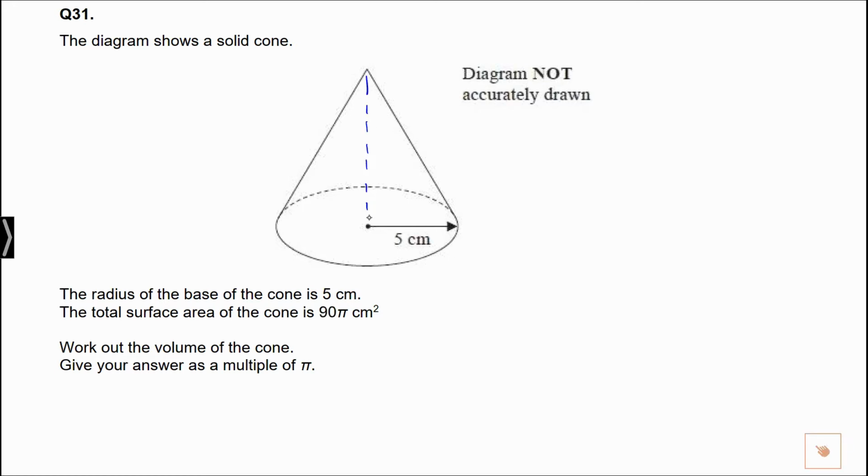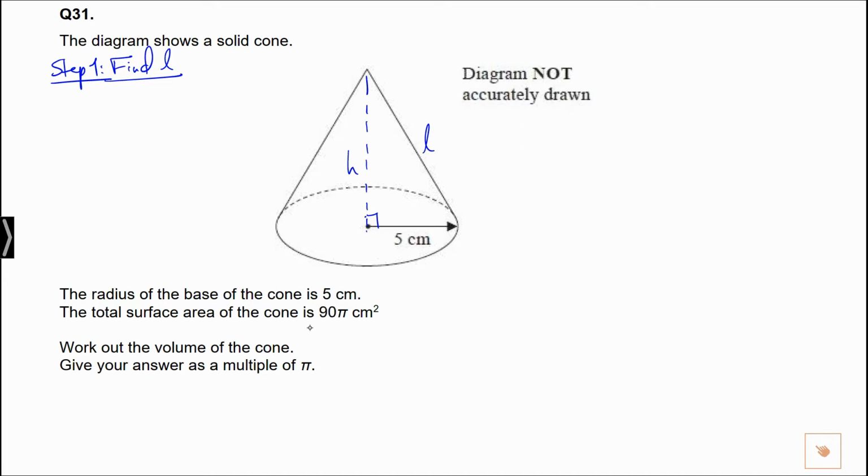We know that to find the volume, we need the height. But also, we know that when finding the surface area of the cone, you need the slant height. So there are two things that you need to find. So step one, let's start by finding the slant height.